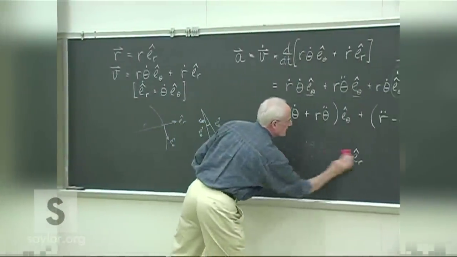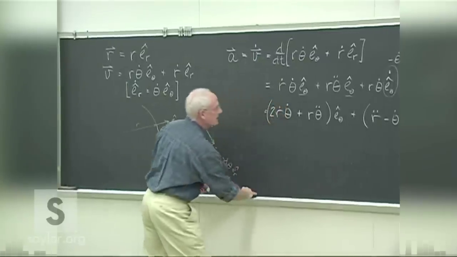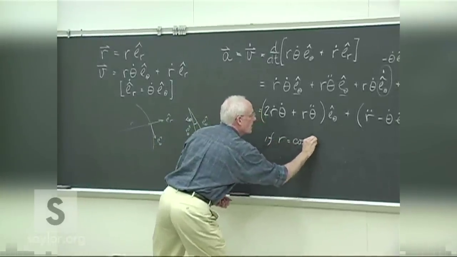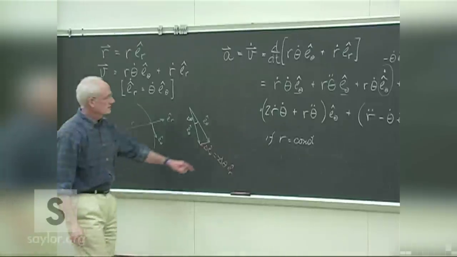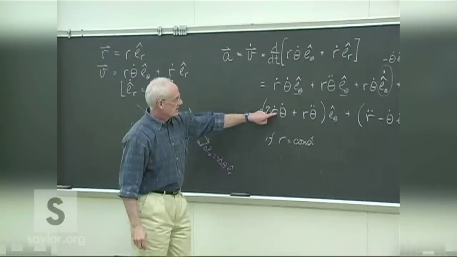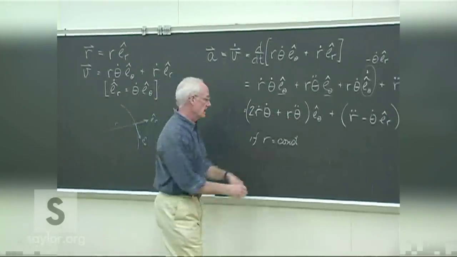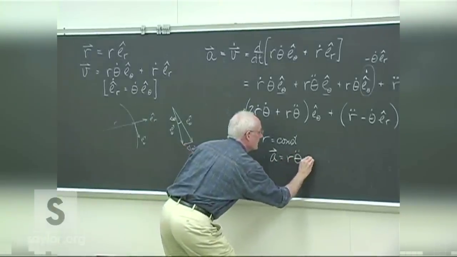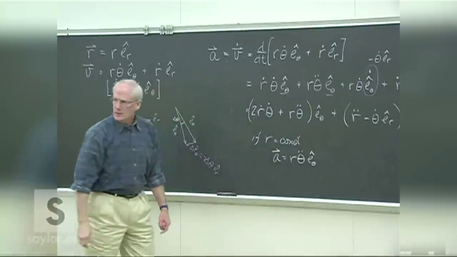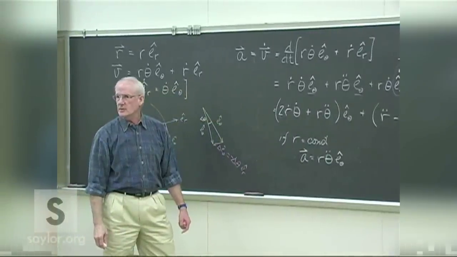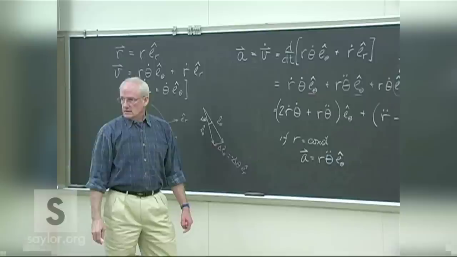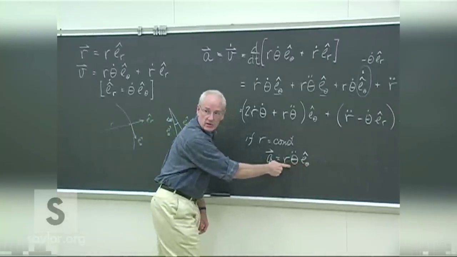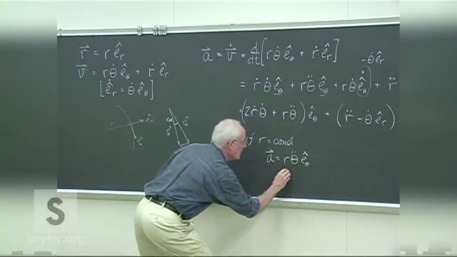Let's see what it looks like, if it looks at all familiar for us. If we're doing circular motion, so R is a constant, this term drops out. We have just R theta double dot in the theta direction. What did we call theta double dot in circular motion? Called it alpha, right? So this is just R alpha perpendicular to the radial direction, which is the path. The path is always perpendicular to the radial direction.